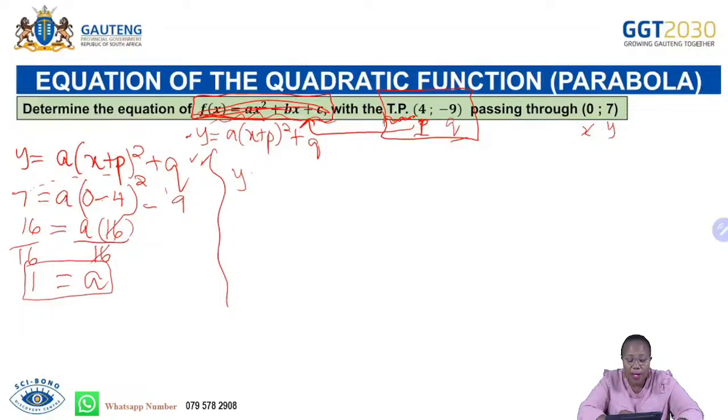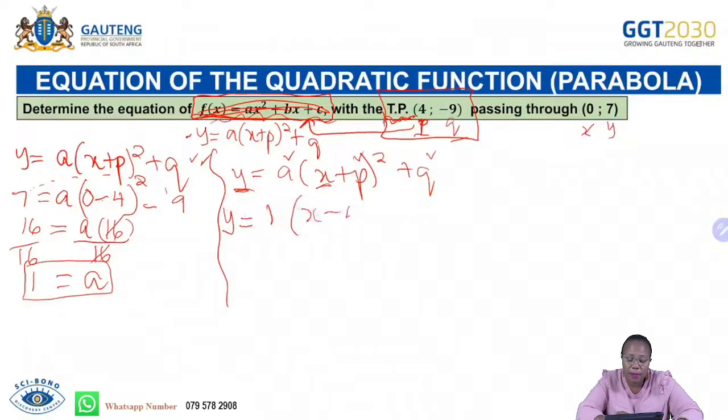We go back to y is equal to a into (x plus p) squared plus q. We are going to substitute q, p, and a and leave y and x. Why? Because we are looking for the equation. We leave y, we substitute a, it's 1. And then we leave x, we substitute p, minus 4 squared, and then we bring in the q.